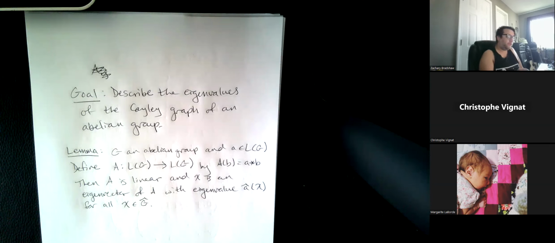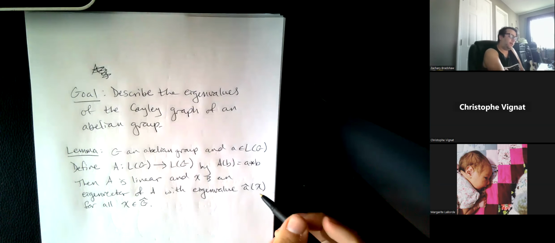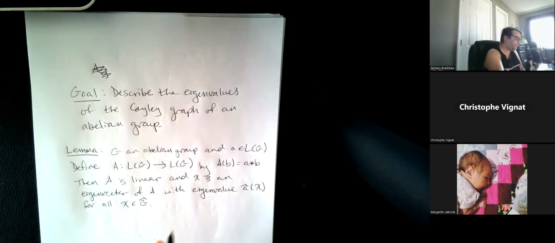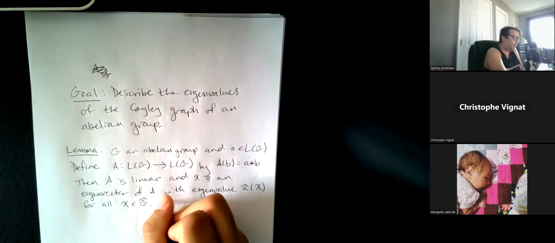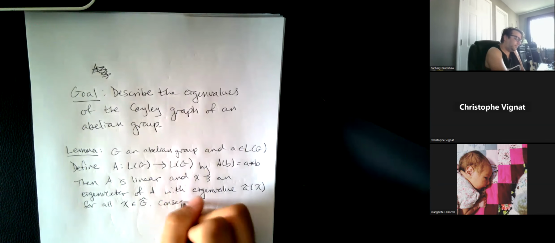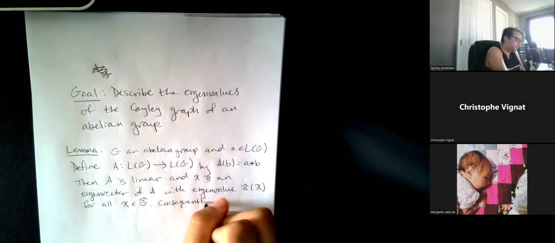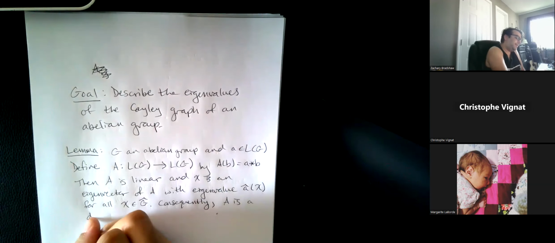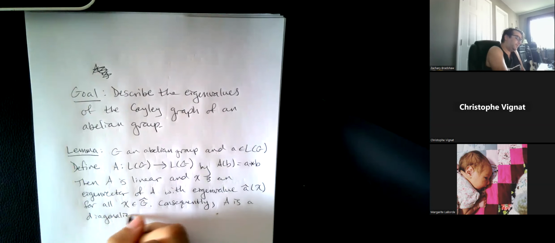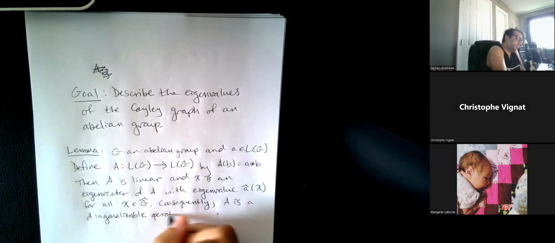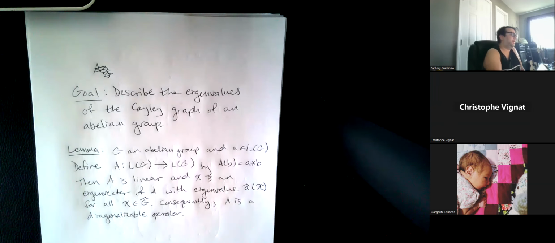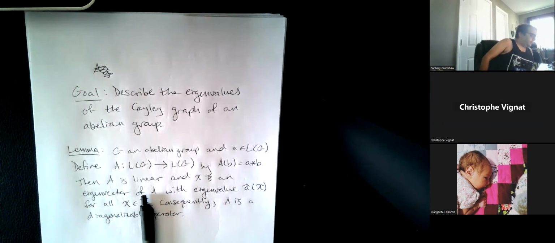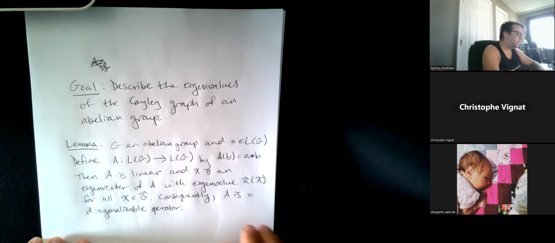And the Fourier transform will act on that space. And a consequence of this is that A is a diagonalizable operator. So this convolution operator will be diagonalizable.